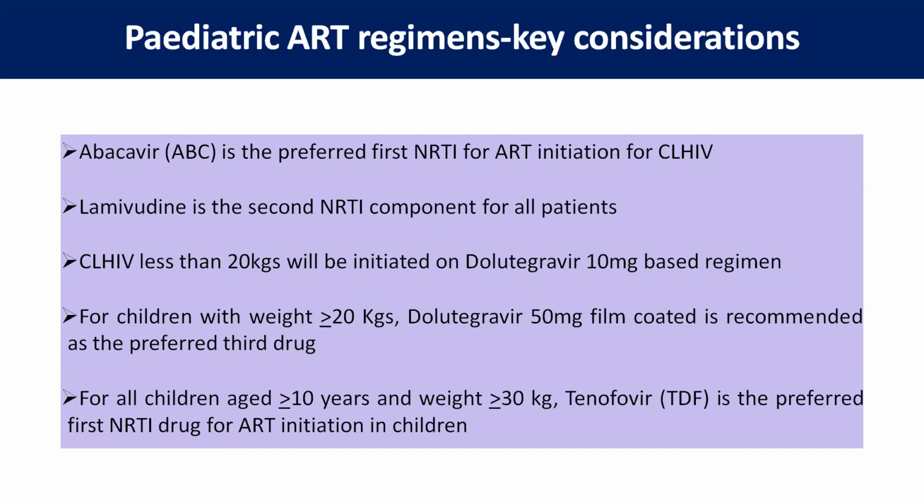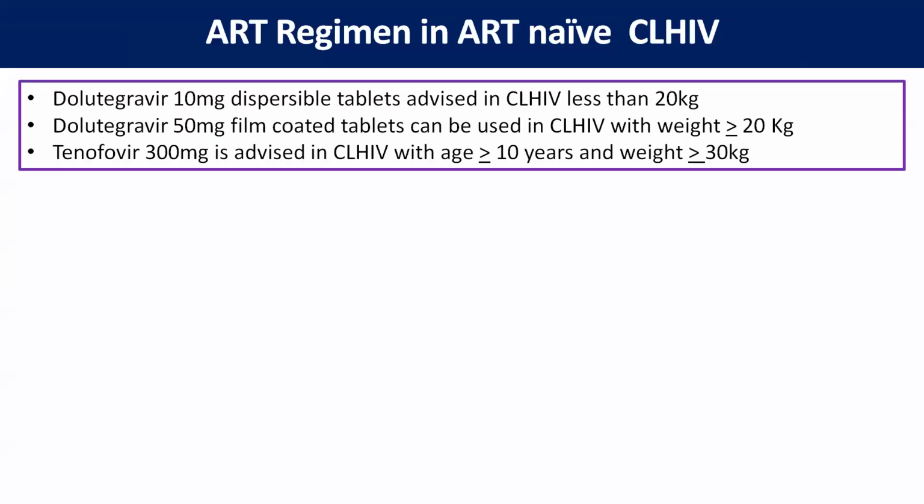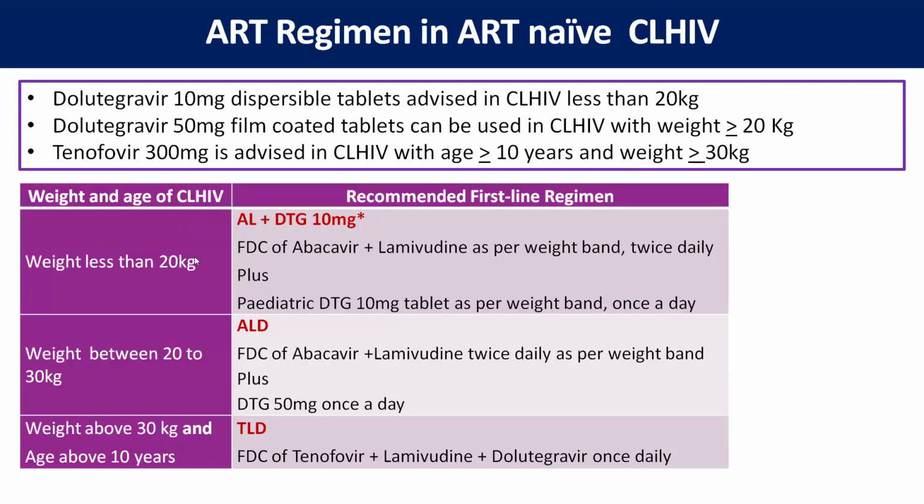For all children more than 10 years and weight more than 30 kg, tenofovir is the preferred first line along with dolutegravir 50. Dolutegravir 10 milligram dispersible tablet for less than 20 kg, dolutegravir 50 film coated tablet for 20 kg or more, and when it is 10 years or more and 30 kg or more, then you can give tenofovir with the dolutegravir film coated tablet. So let's recapitulate.